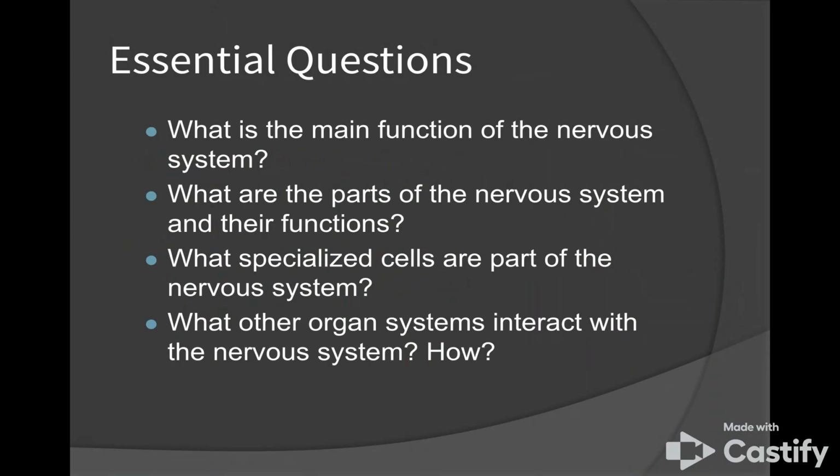All right, by now you should be able to answer these essential questions. What is the main function of your nervous system? What are the main parts or organs of your nervous system? What are the specialized cells and tissues of the nervous system, and what other organ systems interact with the nervous system, and how do they interact?